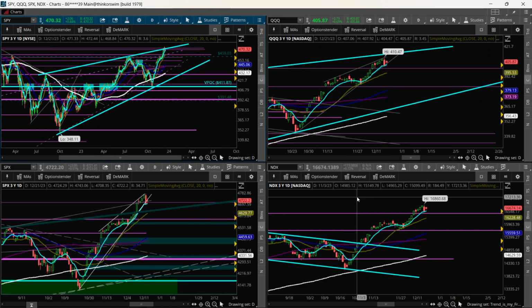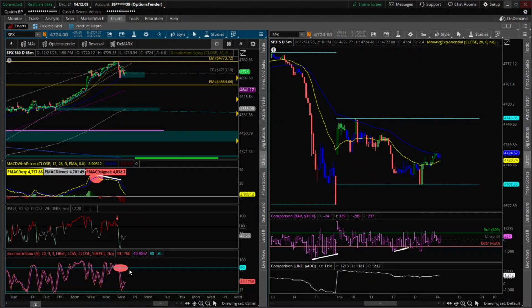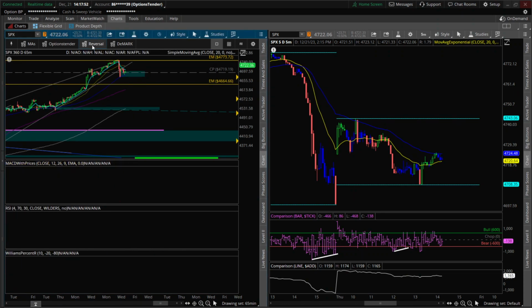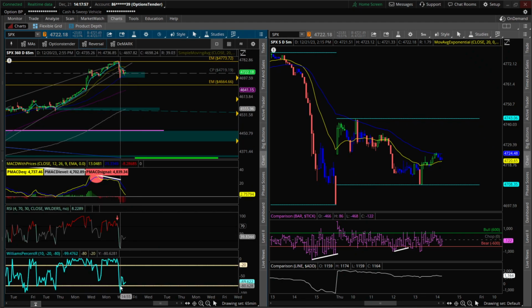And there was one last thing on that 65-minute chart. I was also looking at this. I have a couple of indicators up here, but the reversal, our Williams percent on the 65. And so it's hard to be extremely bearish when this dropped so fast from being overbought to oversold on the Williams percent. And then the line crossed over the 80 line. So that's actually a buy signal. So it's hard to be extremely bearish.